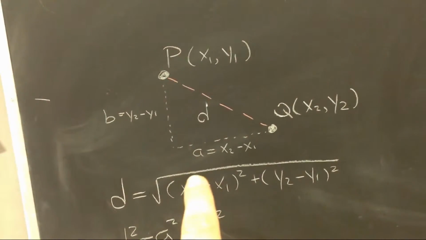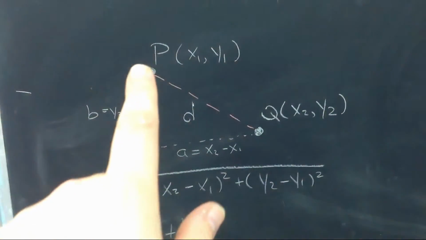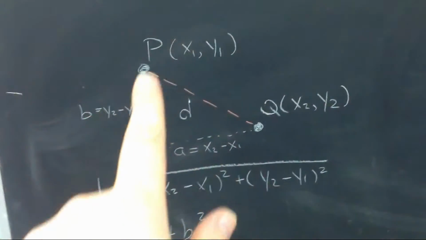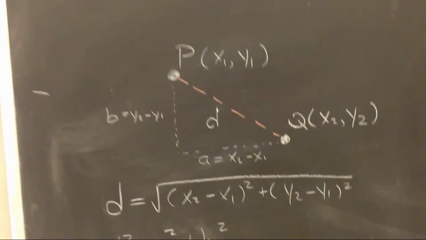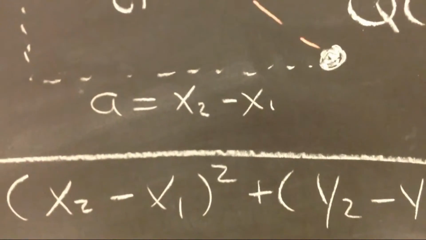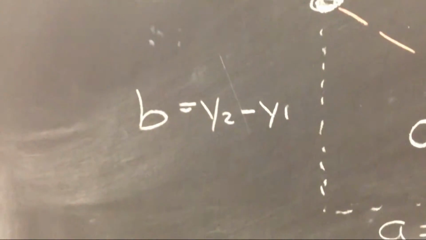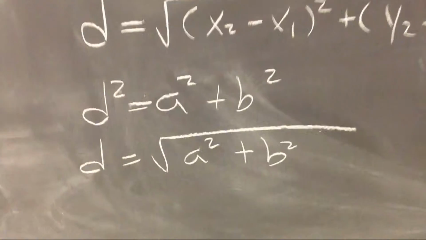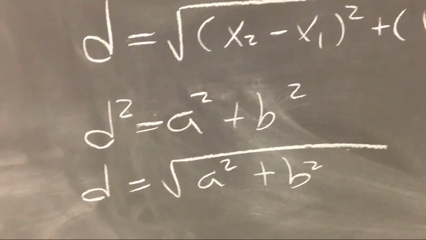But we took another perspective too. We noticed that if we made a right triangle and then found the lengths, we could use the Pythagorean theorem. So if I let A be the x2 minus the x1, and if I let B equal the y2 minus the y1, then I can use the formula a squared plus b squared equals d squared.